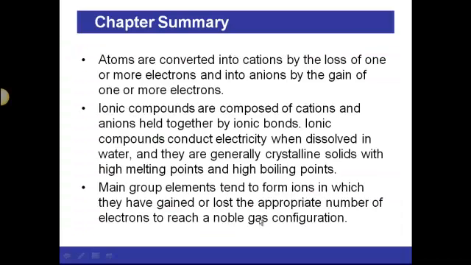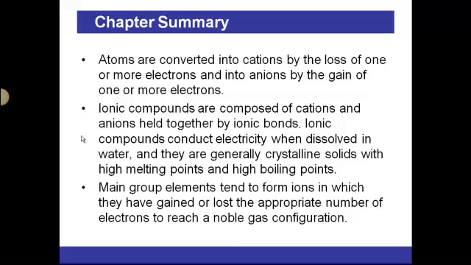So overall, our chapter summary, what you've learned so far. Atoms can be converted into cations by the loss of one or more electrons, so they're getting more positive, or into anions by the gain of one or more electrons, so they're getting more negative if they're an anion. Ionic compounds are composed of cations and anions held together by ionic bonds.